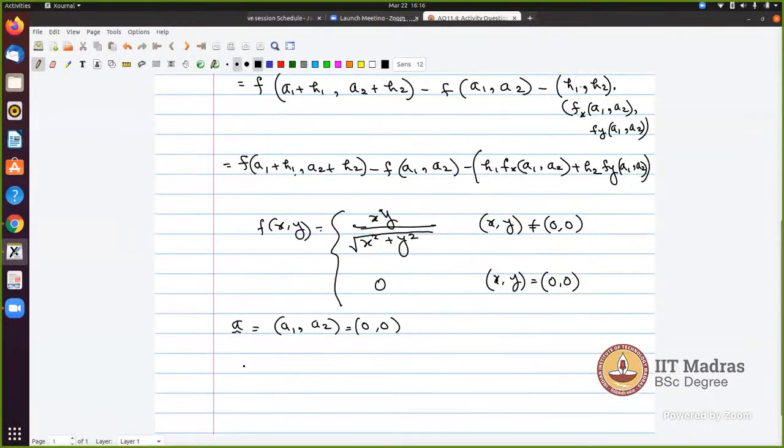So what I will get is this is h1 h2, minus f of (0, 0), which is 0. Let me write it still, minus h1. Now we have to find out what these are, right? fx at (0, 0) and fy at (0, 0). Yes, sir. So what is fx at (0, 0)? What is this value and what is this value?